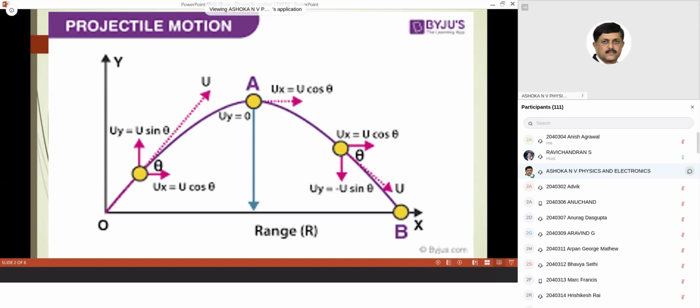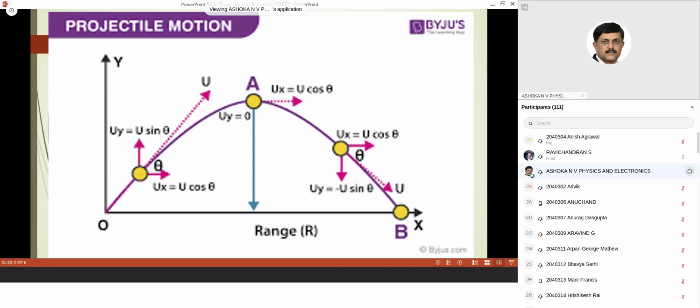Depending on the angle of projection, how long this body will be in the air, that you call the time of flight. Then how much maximum height it reaches, that you call the maximum height. And the total distance it covers in the horizontal direction, that we call the horizontal range. These are the main three things.